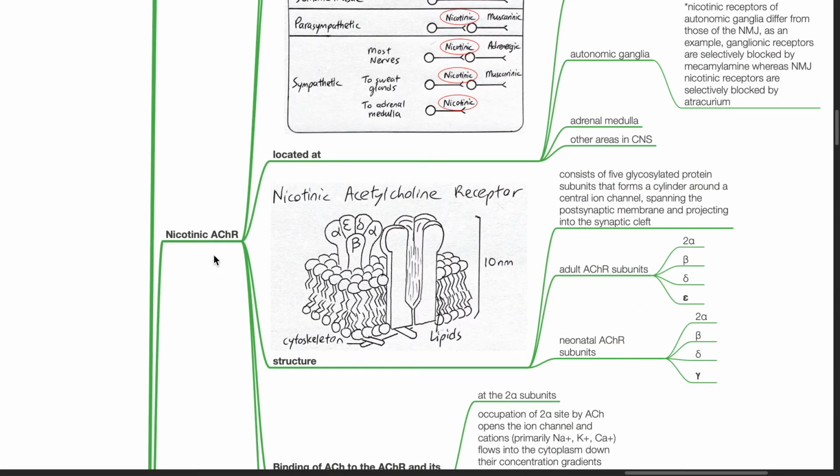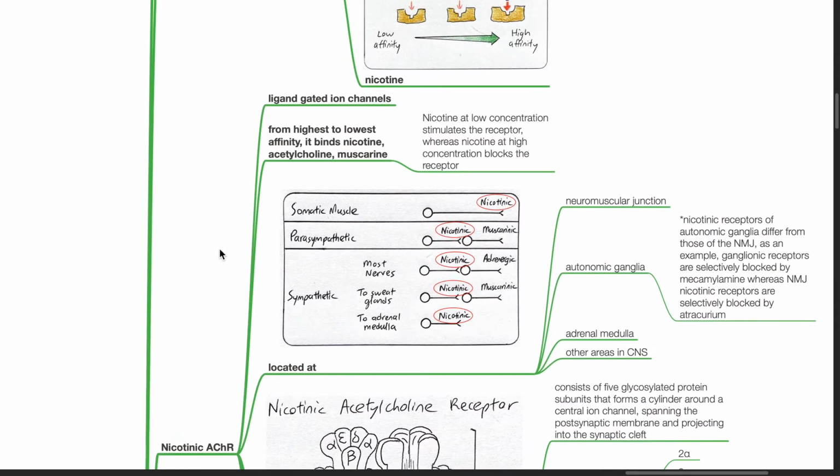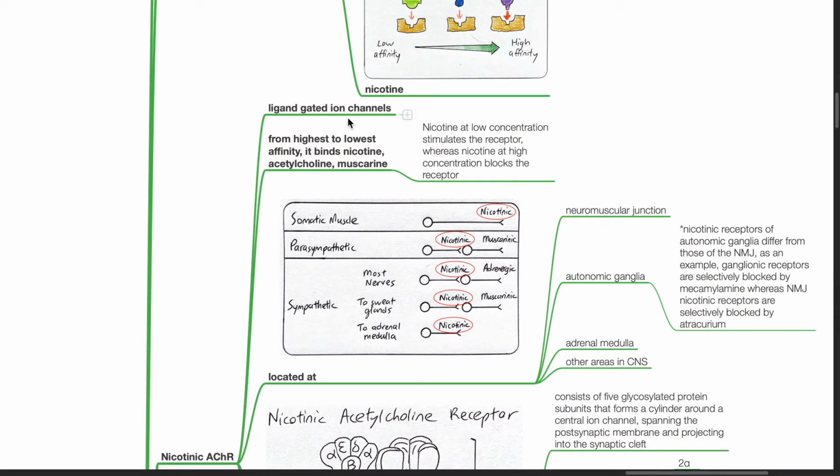Nicotinic acetylcholine receptors. These are ligand-gated ion channels. From highest to lowest affinity, it binds nicotine, acetylcholine, and muscarine. Nicotine at low concentration stimulates the receptor, while nicotine at high concentration blocks the receptor.